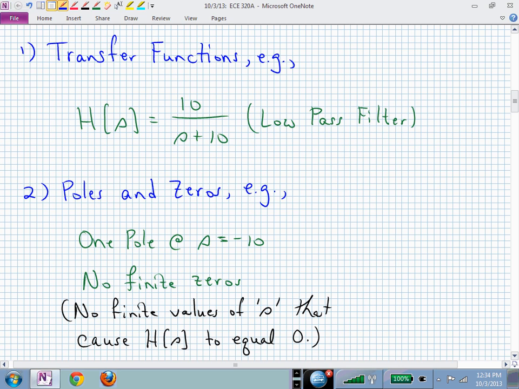What's an infinite 0? An infinite 0 would be when you let s go to infinity, then H of infinity does go to 0, doesn't it? As you let s get really, really big. That's why we specify, usually when we just say poles and zeros, we're talking about finite values of poles and zeros. But I've qualified that here, saying there's no finite zeros. But if somebody says, oh yeah, there's a 0 for H of s, okay, they're including the infinite 0.